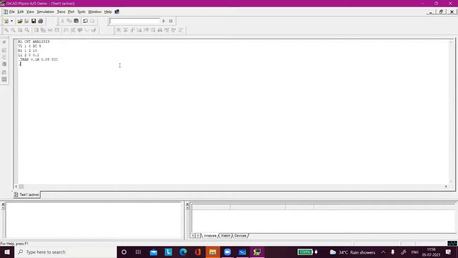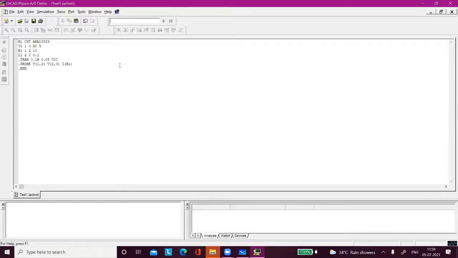So let us check whether it is giving any error or not. Now write .probe V12, space, .probe to display the graph, V20, and the current passing through the resistance. The resistance name is R1. Current passing through R1. This one. Okay. Then .end.